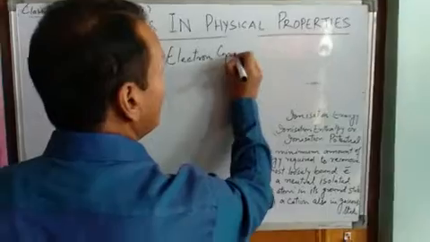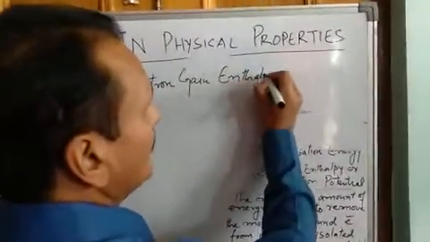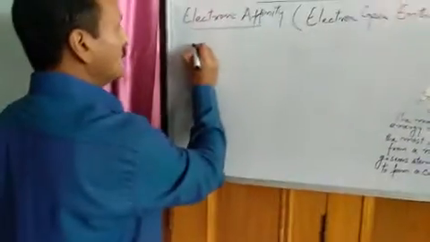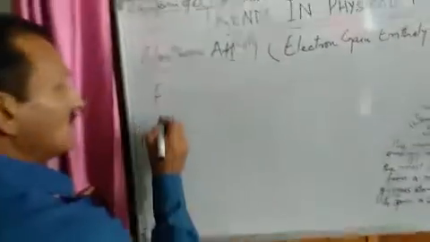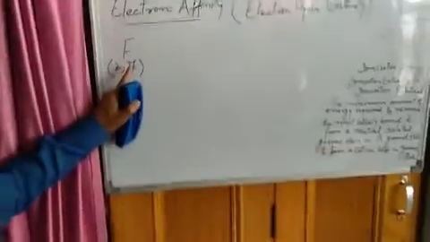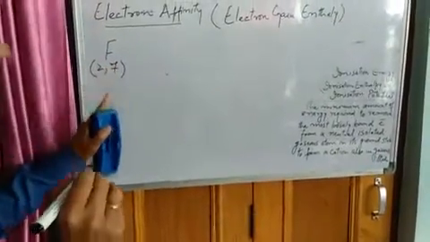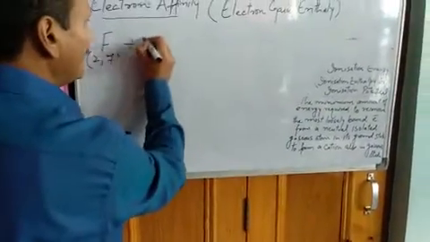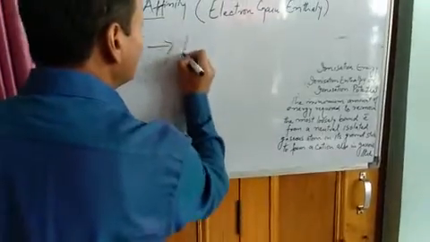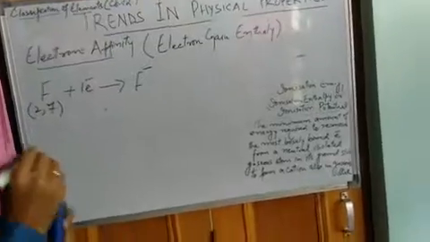Electron gain. Here what happens? Here an electron is gained. For example, if I take some example, say this is fluorine. Atomic number of 9 and electronic configuration of 2, 7. Now we find here that it requires 1 electron. You can add 1 electron. We don't have to remove an electron this time. We have to add 1 electron. So in order to add 1 electron so that it becomes fluoride ion, we don't require energy.